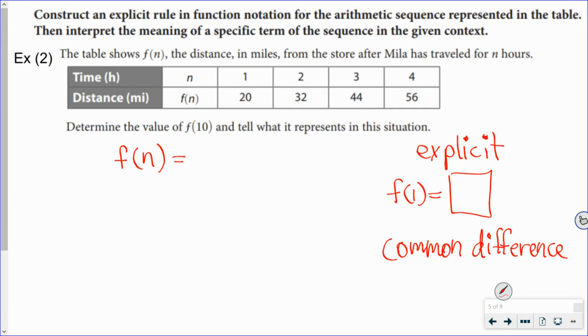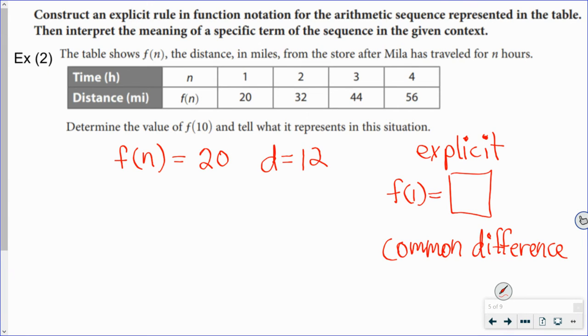So what is f of 1 here? It's 20, yes. So what's my common difference? Yes, thank you. D is equal to 12. In other words, from 20 to 32, it increased by 12. Then from 32 to 44, it increased by 12. And from 44 to 56, it increased by 12.